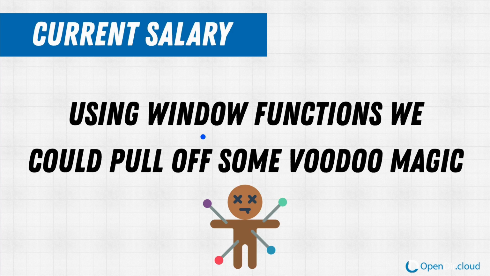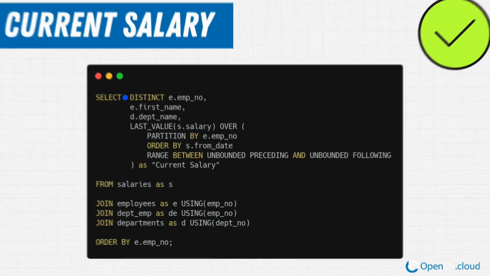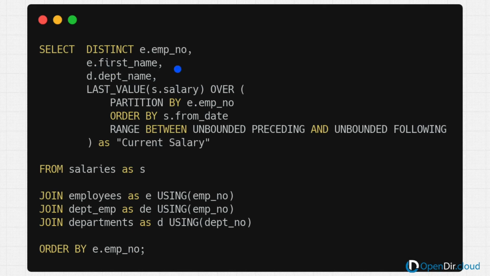Well, when we were talking about current salary and we learned about window functions, we learned that we could pull off some voodoo magic. We found a way to get the most current salary in a way that was consistent, predictable, and correct. But it had heavy computational needs. Window functions take time because they run against each individual record, either in a partition or against the window. So when we did our black magic, we needed a little bit of distinct going on because we wanted unique records. We didn't want duplicate records.